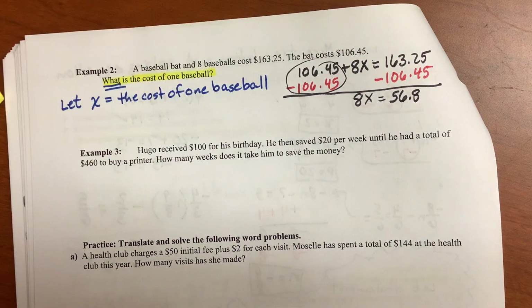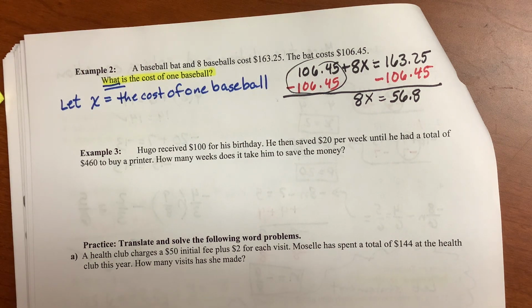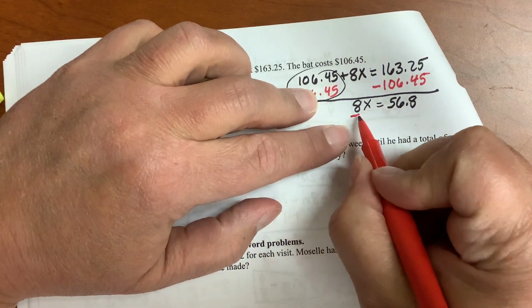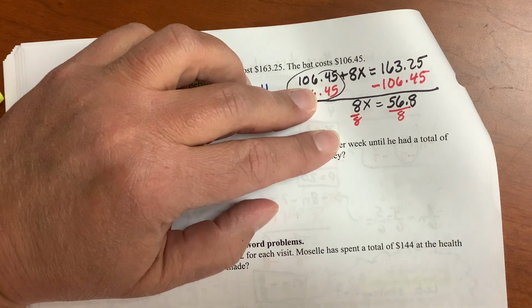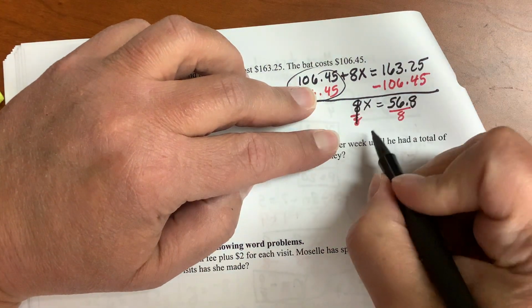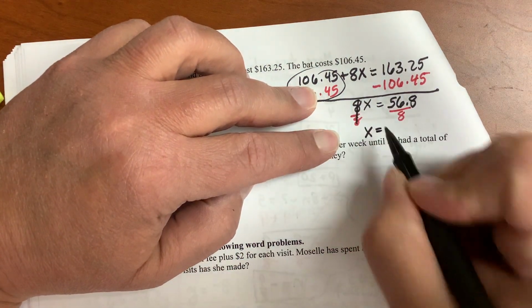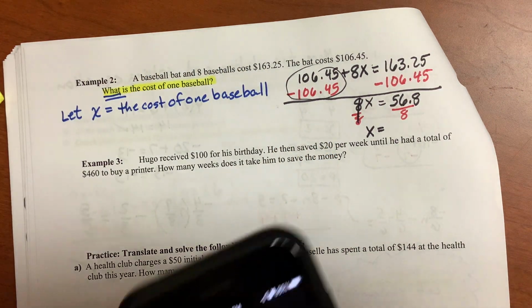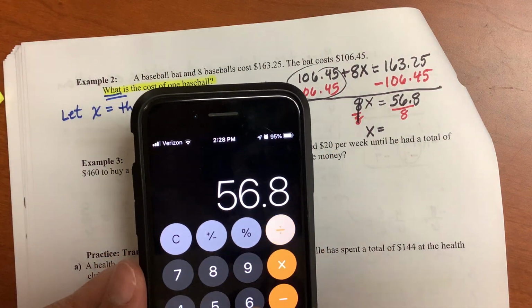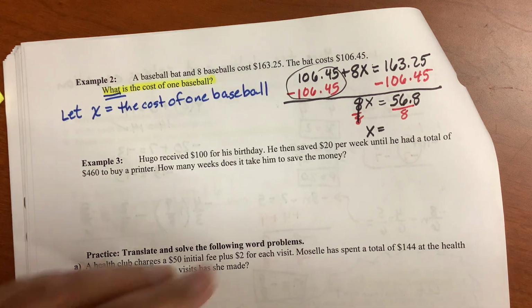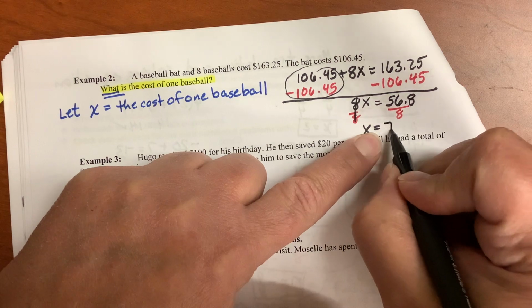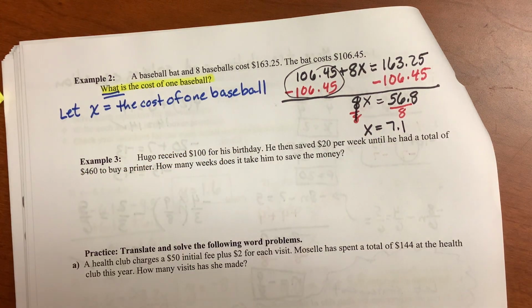All right, but I don't want 8 baseballs. I only want to know the cost of one baseball. So I have to divide by 8 on both sides. And I get, well, 8 divided by 8 is 1. So one baseball is, divided by 8, 7.1. Oh, wait a second, that's not money. 7.1. The cost of one baseball is not 7.1.